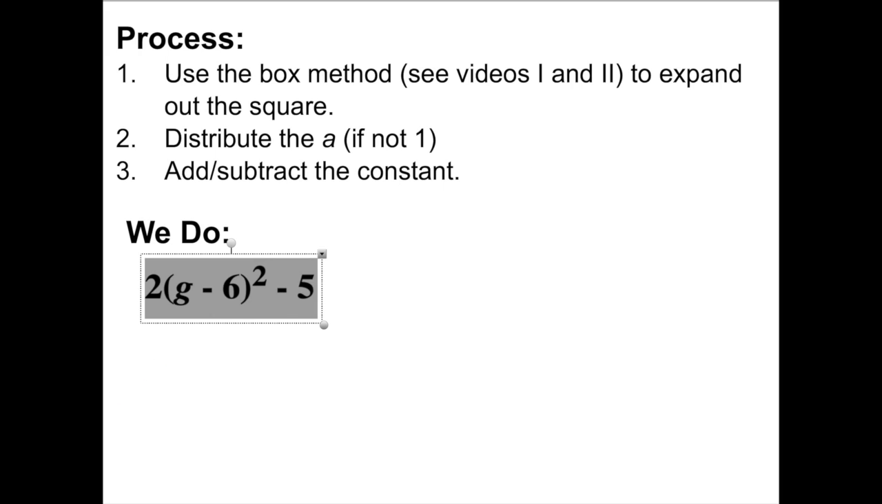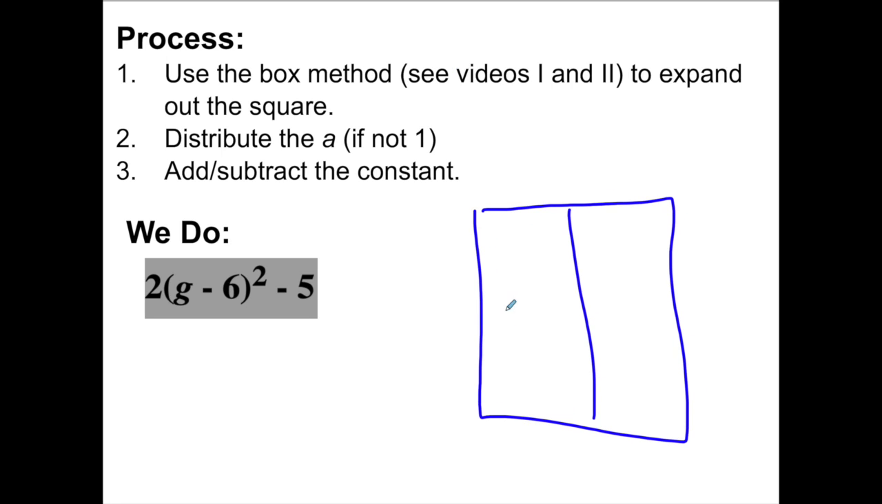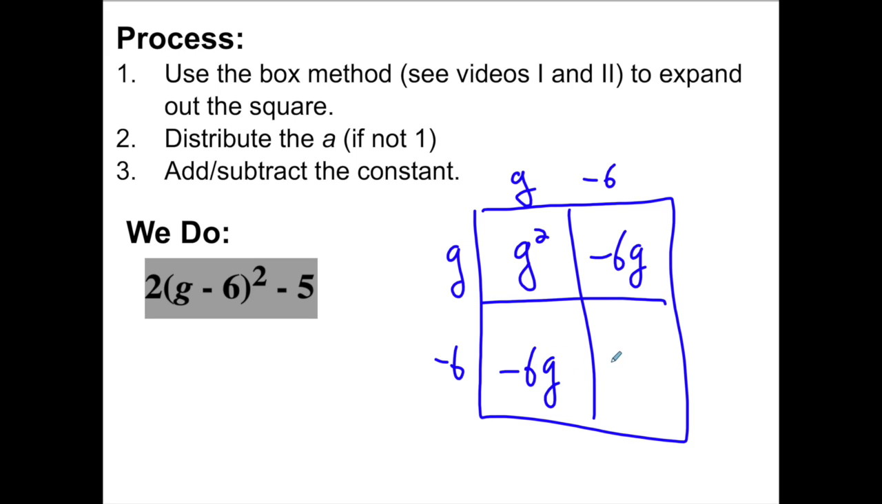All right, so another one for us to do. What is the first step? I'm going to make a box. And what goes on the top and the left? g minus 6, g minus 6. What's going to go inside the box? g squared minus 6g minus 6g plus 36.